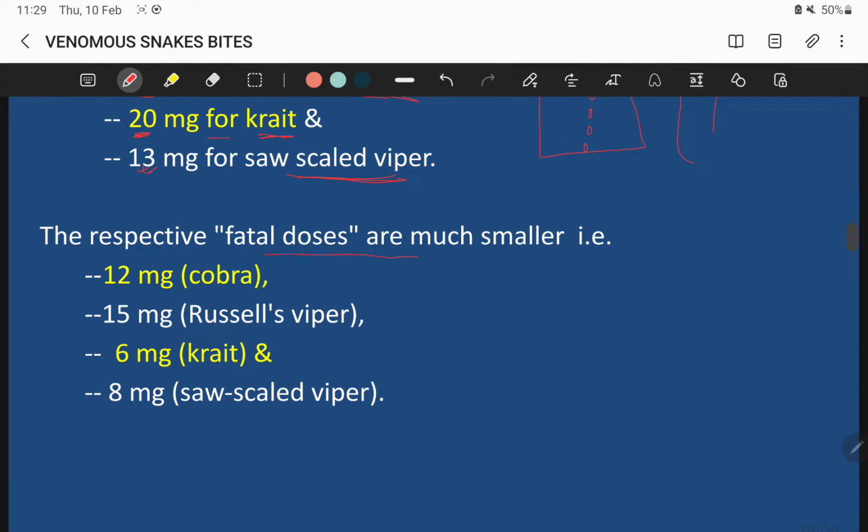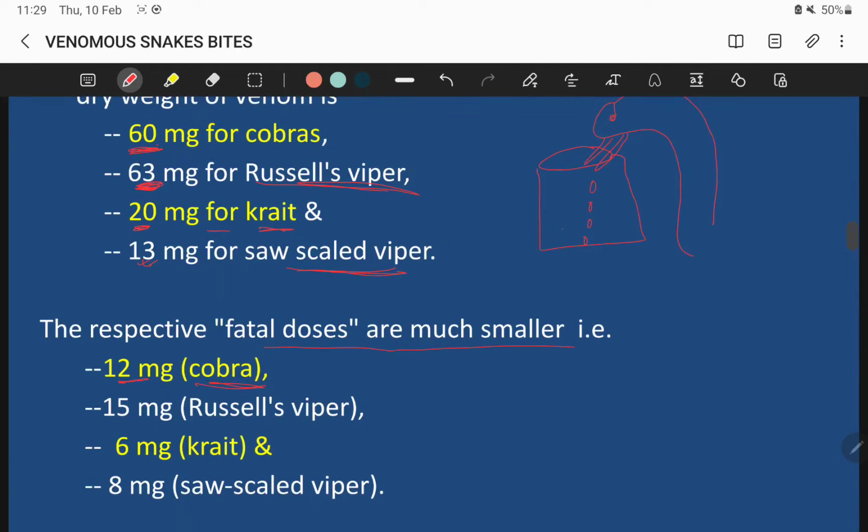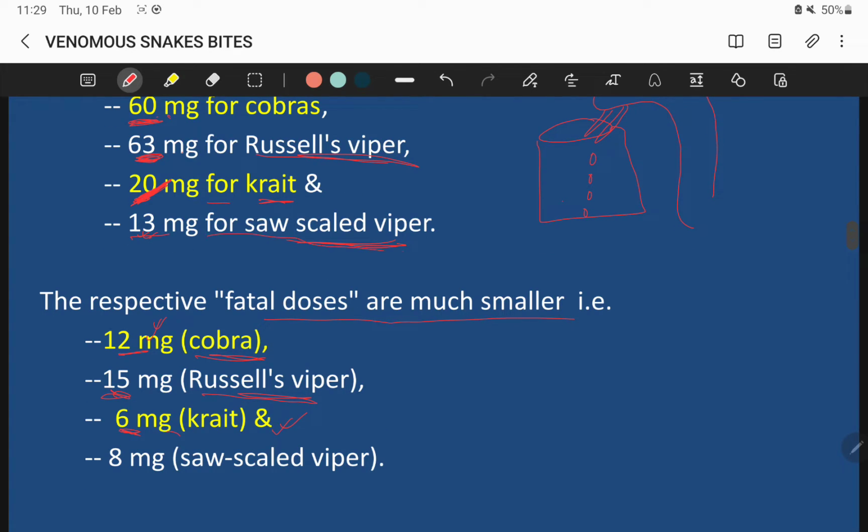The respective fatal doses are much smaller. For cobra, the fatal dose is just 12 mg, so out of 60 mg, only 12 mg from one bite can kill, right? Russell's viper has 63 mg, but only 15 mg can kill. So it is a real emergency if a snake bite occurs. The krait has 20 milligrams of dry venom, but only 6 milligrams is fatal, so three times the fatal amount is injected if a krait bites you. And saw-scaled viper has 13 mg, of which only 8 mg is fatal.